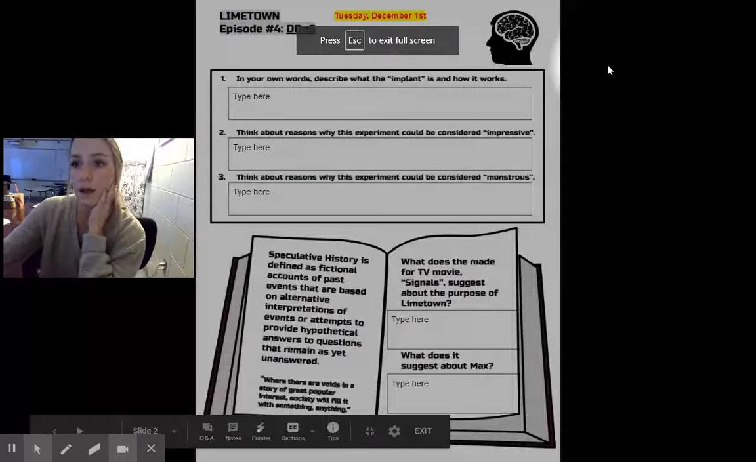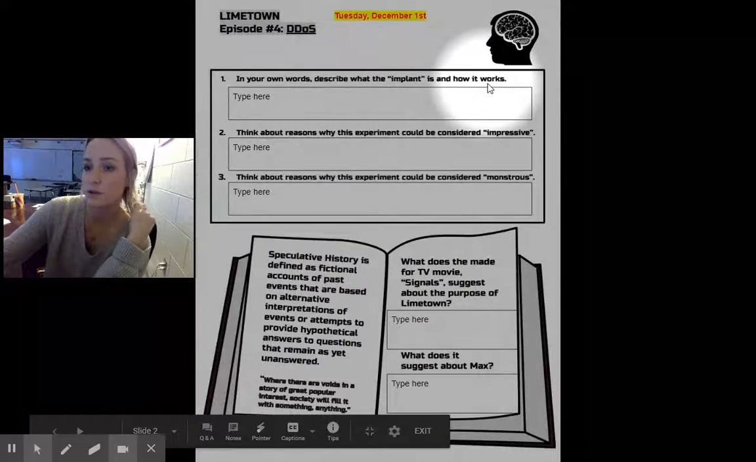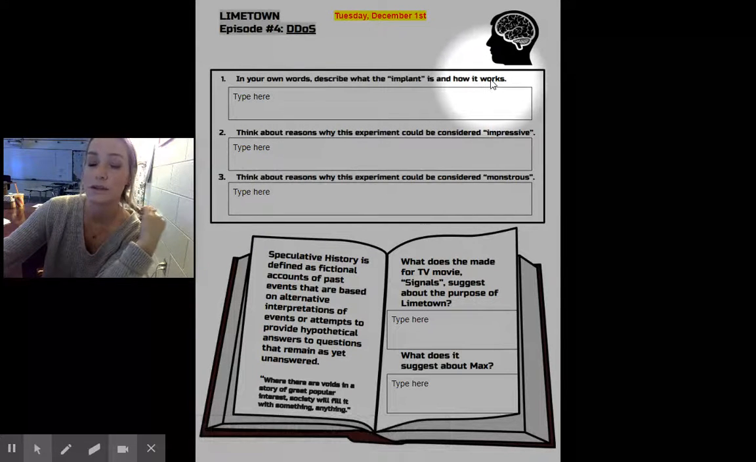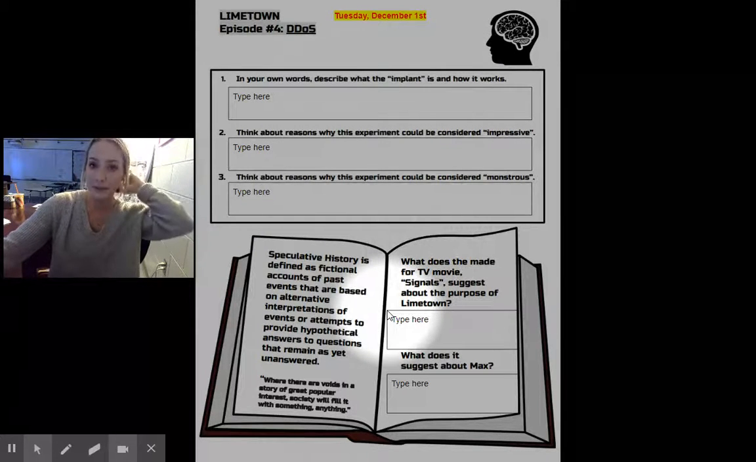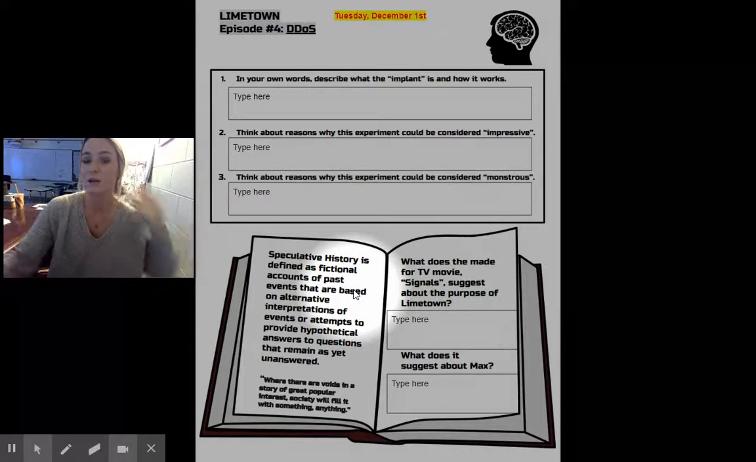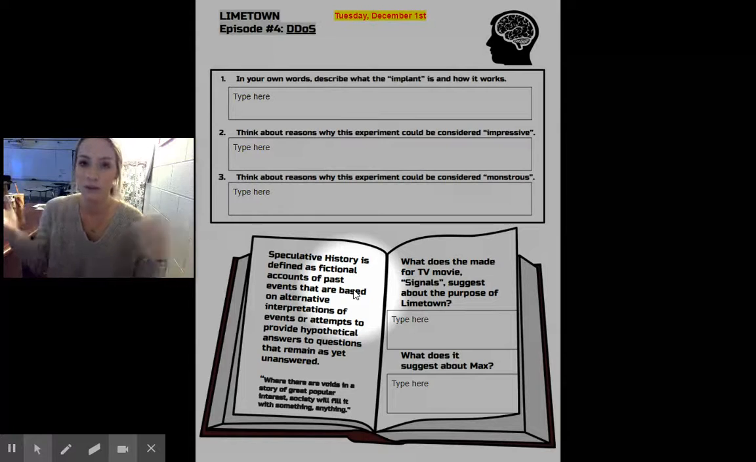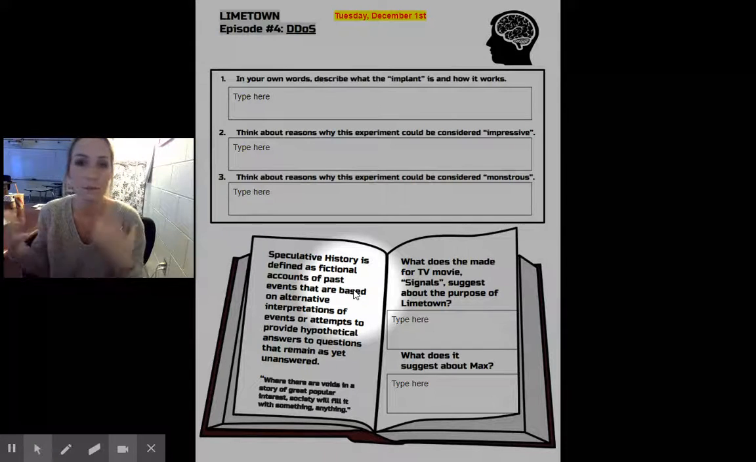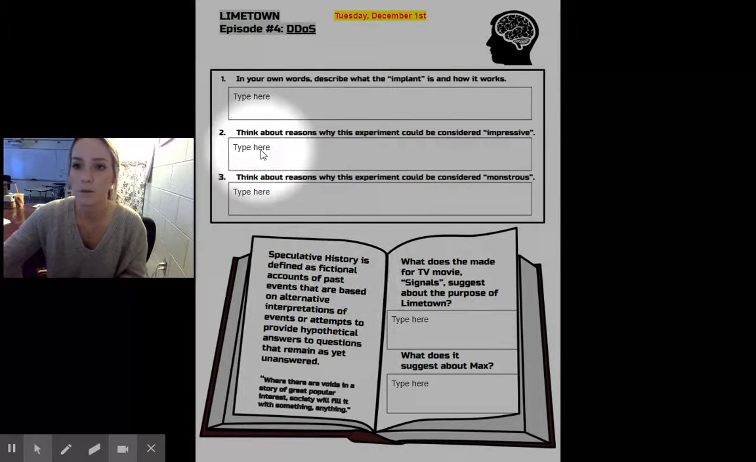Okay. It says, in your own words, describe what the implant is and how it works. It's asking about the implant that they're using in Limetown, not an implant in the real world, in our lives. In Limetown, what was the implant and how did it work? What did they do with it? Where did they put it? And what was the point?